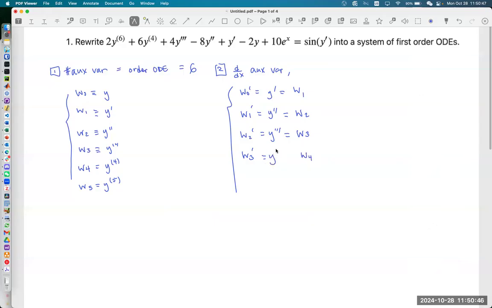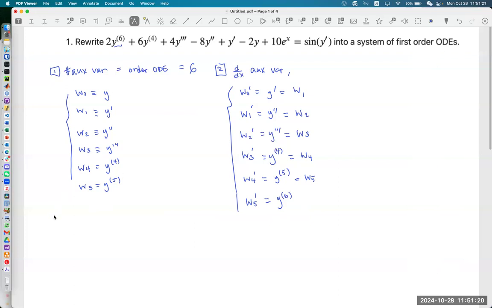So this is y to the 4th. And then W4 prime is equal to the fifth order derivative, which is y fifth. But at the end, y5's derivative, we have the y 6th order derivative. But we don't have an auxiliary variable defined for the y 6th order derivative. So we need to look at the original ODE and rewrite it in terms of y6.